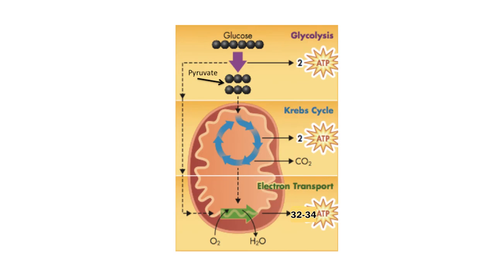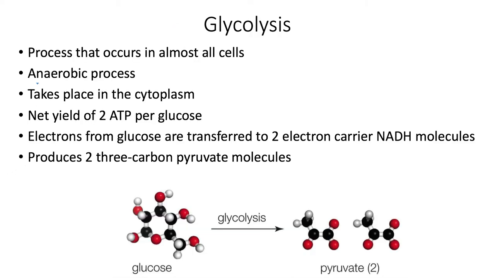So again, we're going to look at just glycolysis today, and we're going to see how we make 2 ATP and how we break apart glucose into 2 pyruvates. Glycolysis is a process that occurs in almost all cells, regardless of whether that's a bacteria, a plant cell, an animal cell. Glycolysis happens.